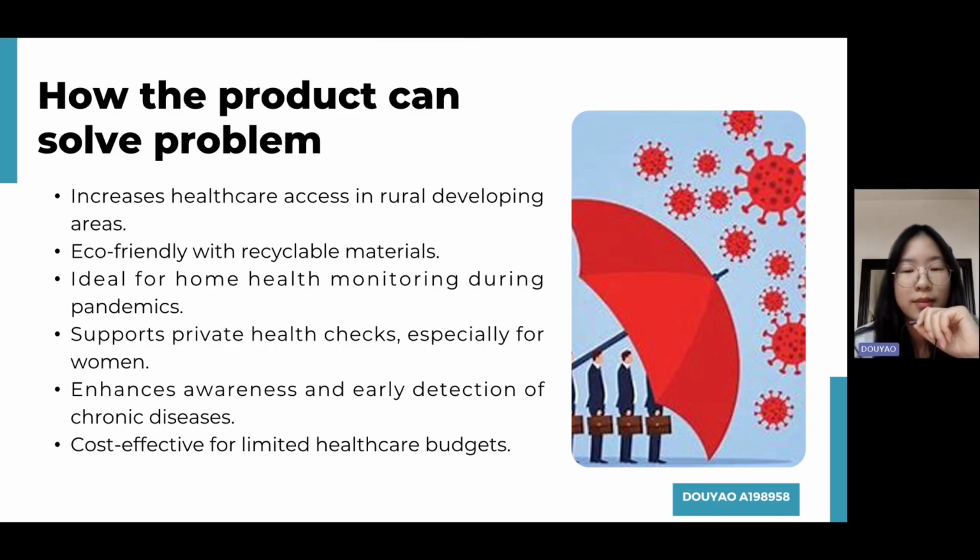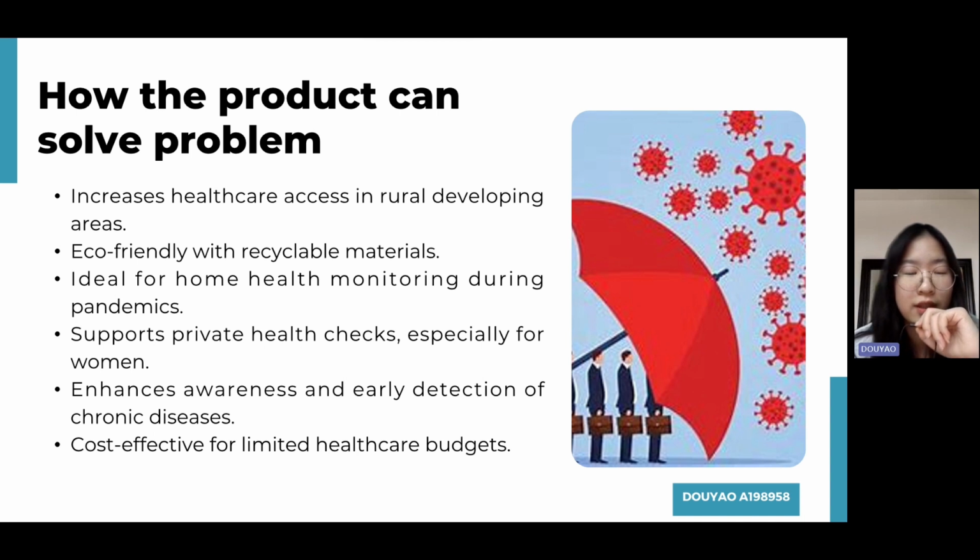In developing countries, especially in rural areas of Africa and Asia, traditional medical resources are very limited due to the lack of medical infrastructure. This low-cost, easy-to-transport urine test kit can be quickly deployed to these areas to provide an initial health screening, greatly increasing the penetration of health monitoring. The recyclable materials used are designed to reduce medical waste and are environmentally friendly, in line with the global trend to reduce plastic use, especially in countries with inadequate medical waste treatment facilities.